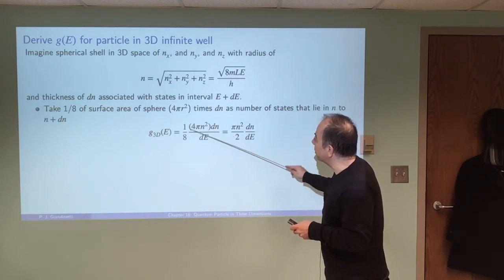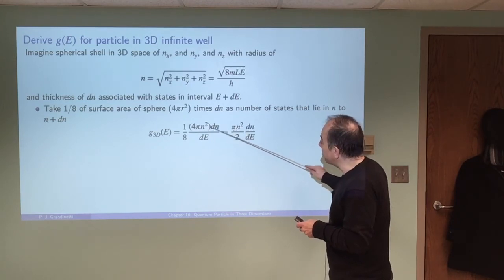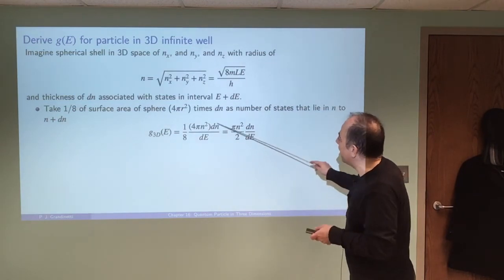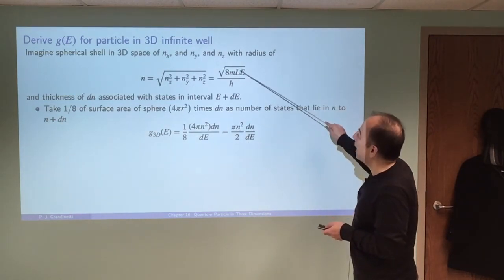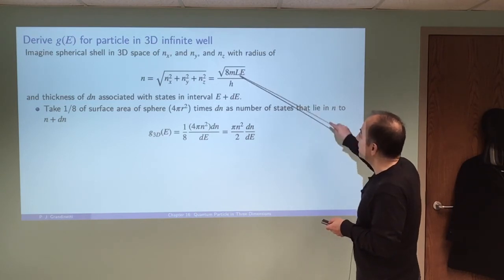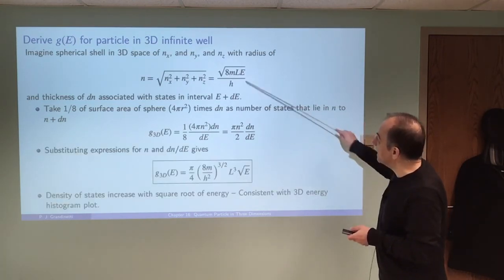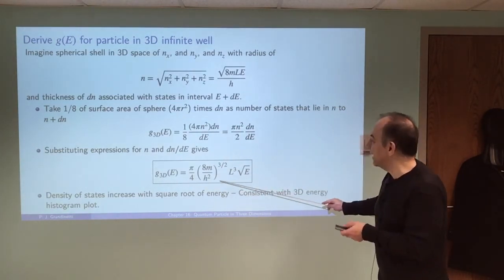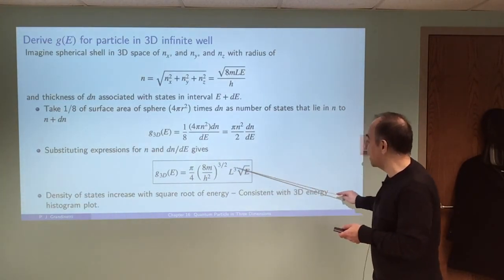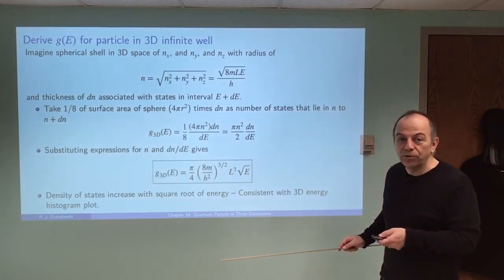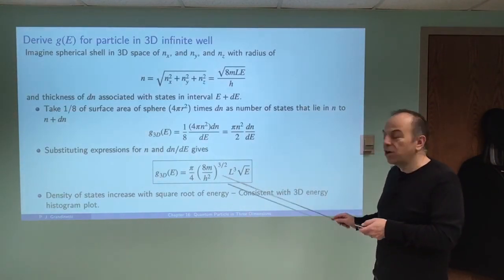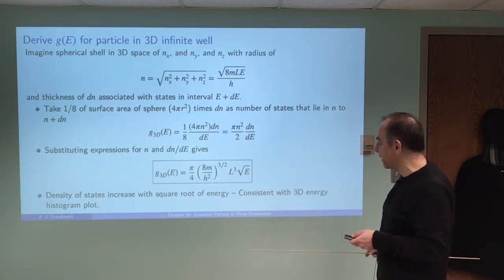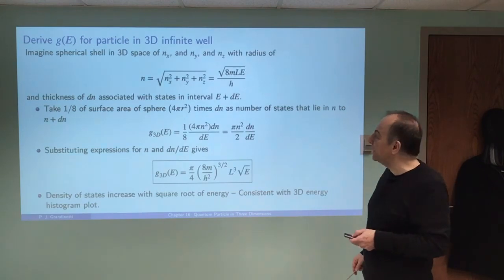So 1/8 of the surface area of the sphere times some thickness dn divided by this energy width, and that gives us this equation here. We have the expression for n with respect to E, so we take the derivative of that, dn dE, and that gives us this equation here. The density of states is equal to these constants times L cubed times the square root of the energy. So here the density of states will increase with increasing energy, and it increases as the square root of the energy. So again, consistent with what we saw in that histogram.